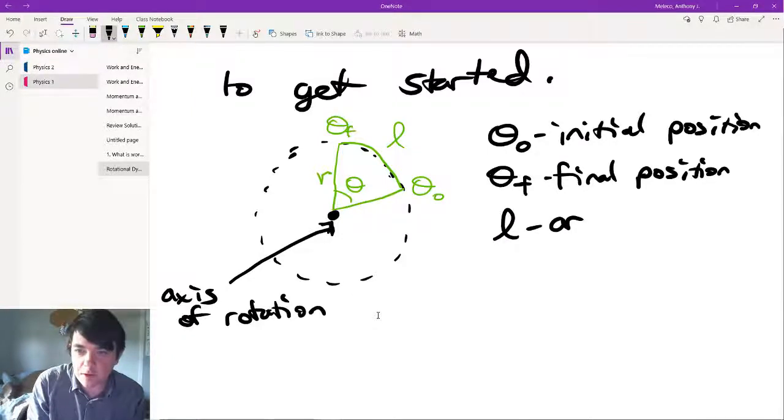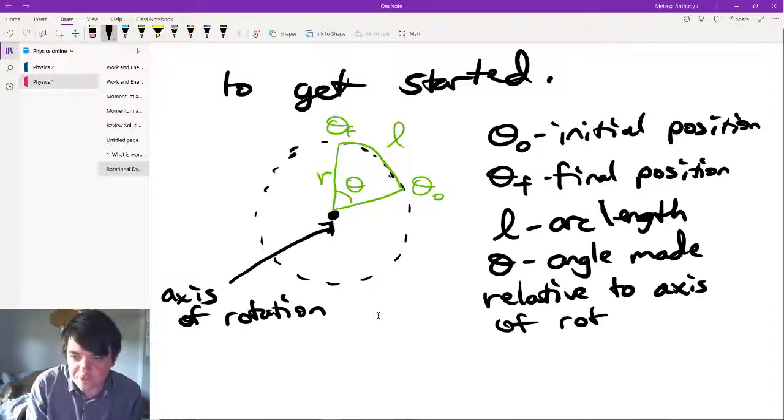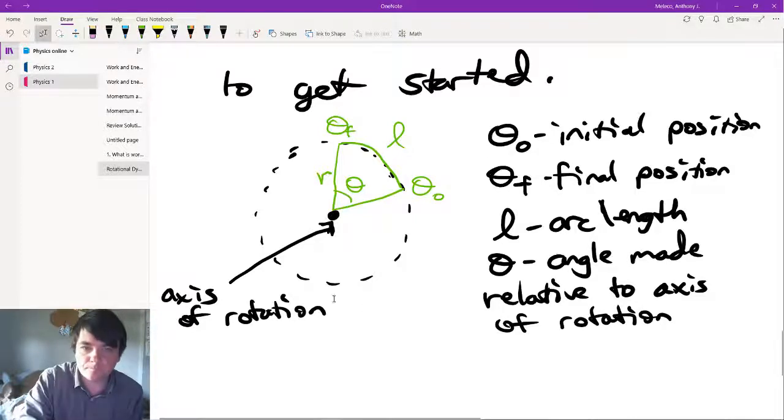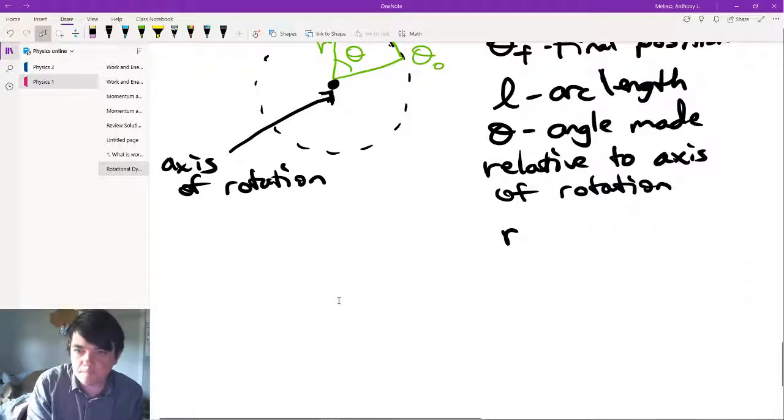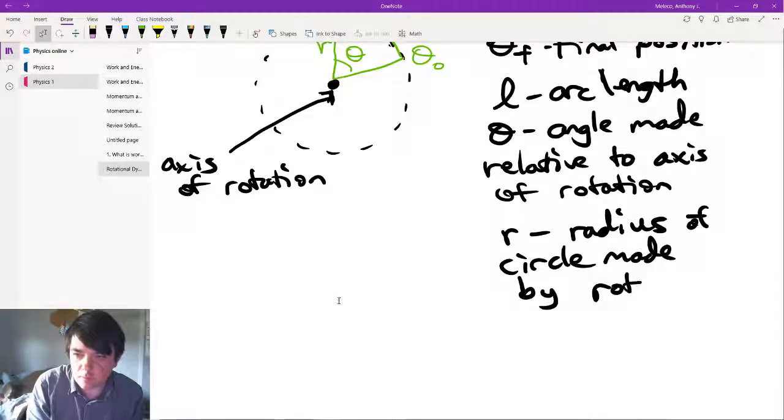L is the arc length, okay? This is your position traveled. Theta is the angle made relative to the axis of rotation. R is the radius of the circle made by rotation.